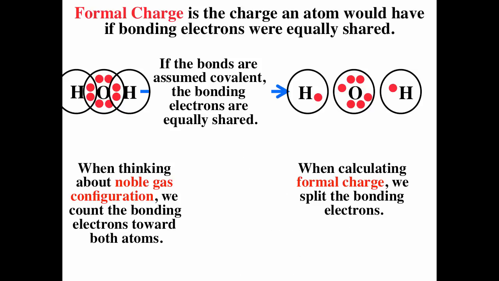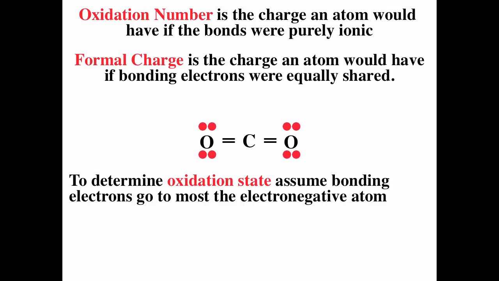And again, it's a little confusing. When we talked about noble gas, we included these two. For the hydrogen, we said it saw 2 electrons, so that's the noble gas configuration for helium. The oxygen, we said, saw 8 electrons, so that's noble gas configuration. And then when we're calculating formal charge, we split those bonding electrons. Oxygen keeps its lone pair, and so we see the hydrogen with 1, oxygen with 6, and that hydrogen with 1.